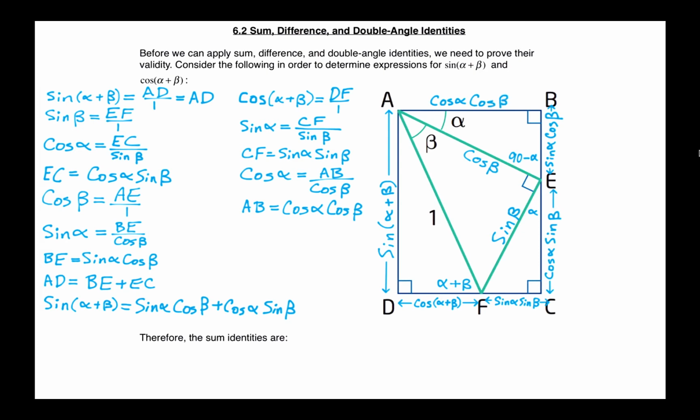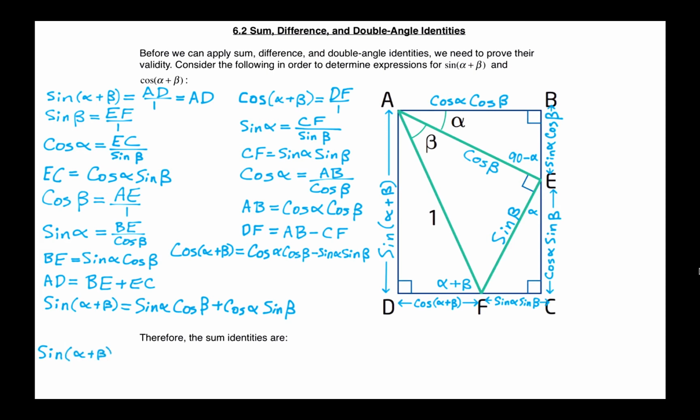So I can label that length here. Now, the length from D to F, of course, this side length is the same as this side length, so opposite sides in a rectangle are equal, which means that this length DF is equal to the full length from A to B if we take away from C to F, which means that cosine of alpha plus beta is equal to cosine alpha cosine beta minus sine alpha sine beta. And this is the addition identity for cosine.